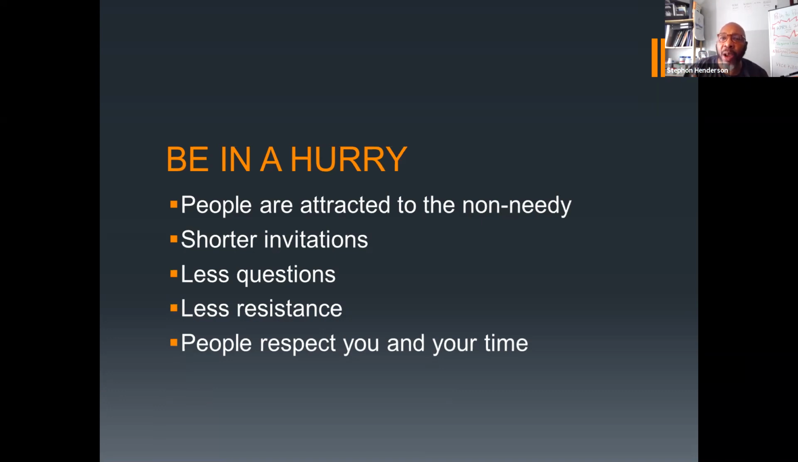You're in a hurry. You're professional. You have things going on. That's the perception that you want. You're in business, and because business is rocking and rolling, you're in a hurry. And then people respect you and your time. You let them know that you're in a hurry. You don't have to get to the preview, but the preview is just setting you up for the movie. So you want to be in a hurry.